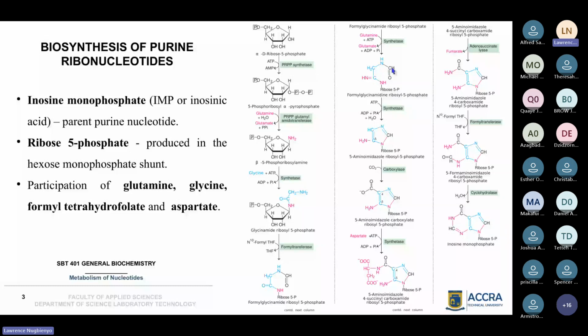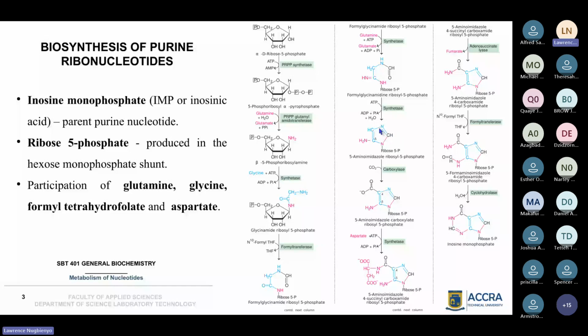ATP comes into the reaction again and then closes the ring, so that with the removal of that double bond O on the carbon, the ring closes. So you now have the 5-sided ring formed. The imidazole ring of the purine molecule is now formed.